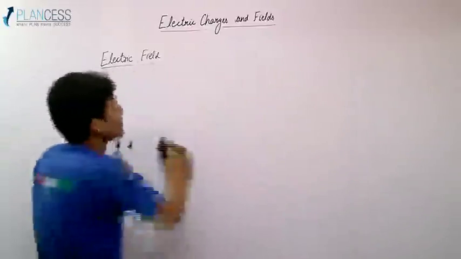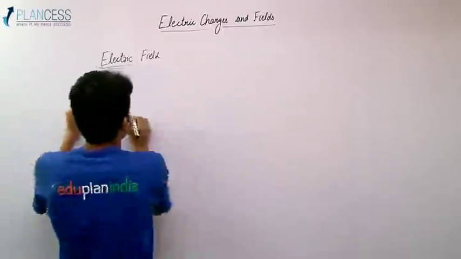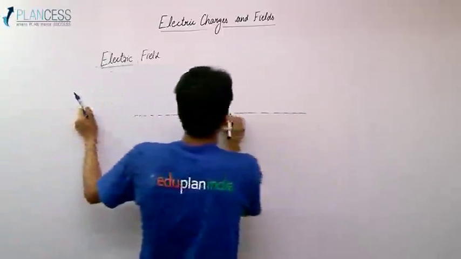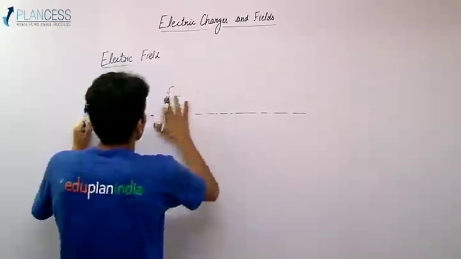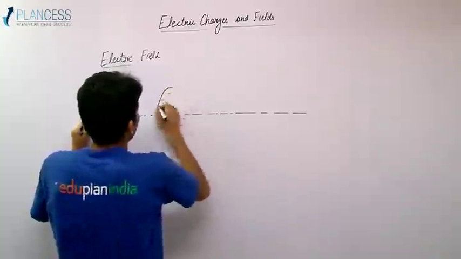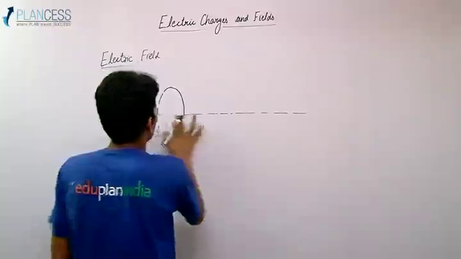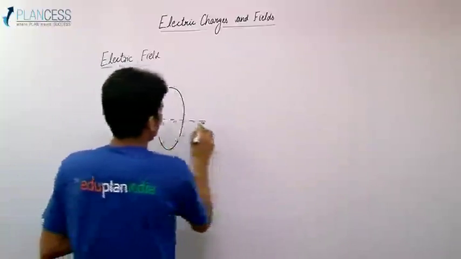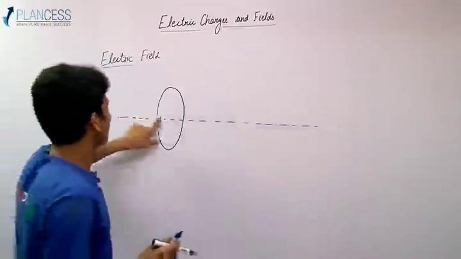But let us calculate the electric field of the ring at some other point. Let's say this is the axis of the ring, and this is our ring. I don't think that this is the axis anymore. The axis of the ring would be something like this. So this is the axis of the ring and this is our ring.